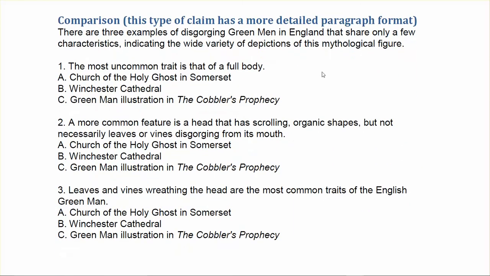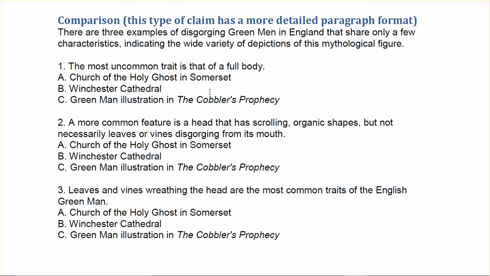Finally, I'm going to do a comparison of the types of disgorging green man. Remember that from my sample pages with the writing assignment 1. There are 3 examples of disgorging green men in England that share only a few characteristics, indicating the wide variety of depictions of this mythological figure. So you know you're going to have 3 examples of disgorging green men that I found. One is in the Church of the Holy Ghost in Somerset, one is in Winchester Cathedral, and one is an illustration in a book called The Cobbler's Prophecy.